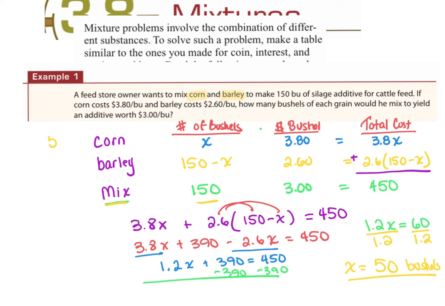So this is 50 bushels, right? We know the total is 150. So what do we do with that 50 to find the barley? It would be 100. Yeah, 150 minus the 50. It should be 100 bushels of this guy. And that is our answer.